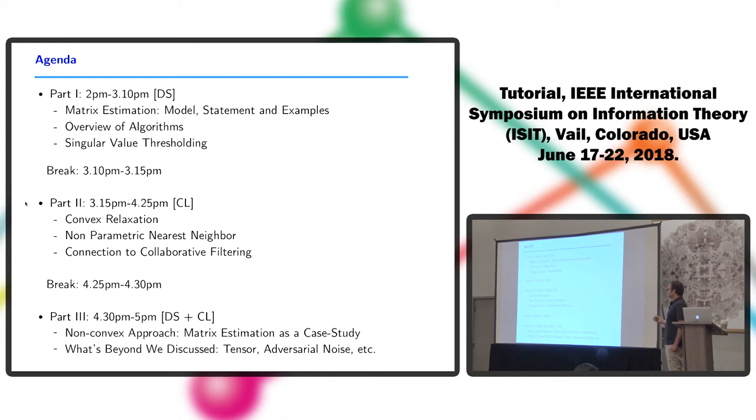And finally, we'll discuss matrix estimation as a case study for utilizing non-convex methods for statistical estimation problems that are prevalent in things like matrix estimation, but also in neural networks. And then finally, beyond that, a natural extension of matrices is tensors, the type of noise models, and so on and so forth. And of course, a tutorial of this type in this day and age can't be complete without me mentioning neural networks, right? So I'll have one slide about neural networks as well.